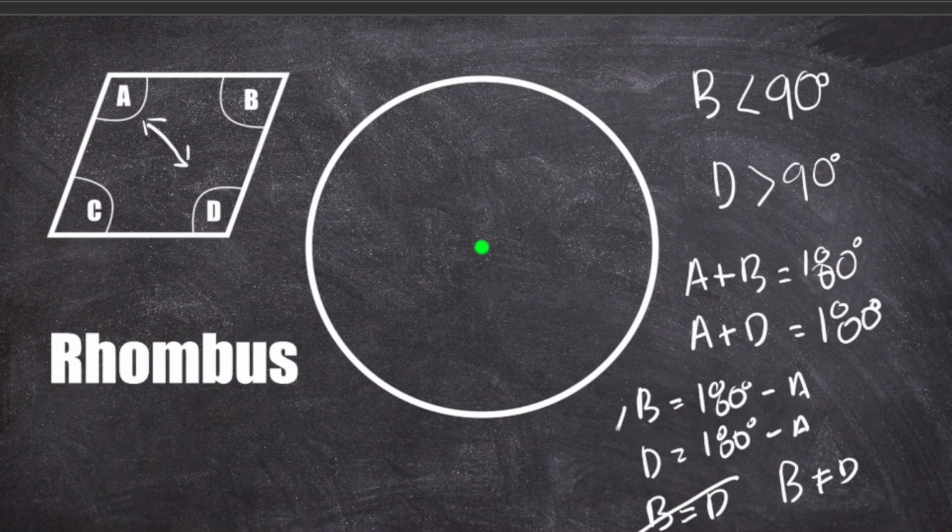Well, this one, the top one, comes from this one, and we know this has to be right because these two angles are adjacent, and adjacent angles in a parallelogram add up to 180 degrees. So A plus D must be wrong. The opposite angles in the rhombus cannot add up to 180 degrees.